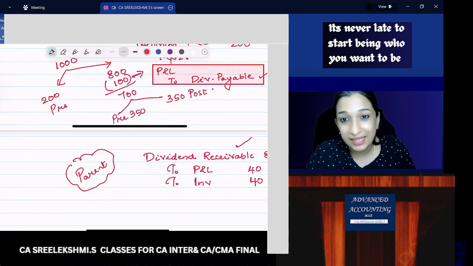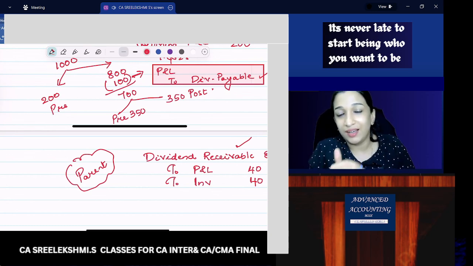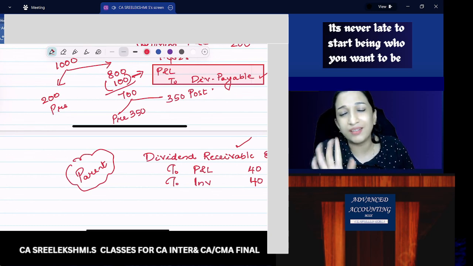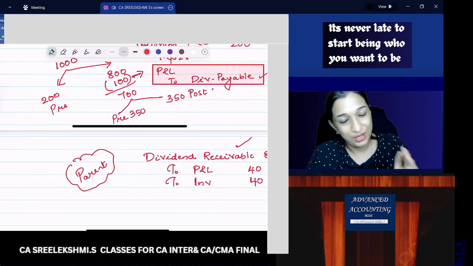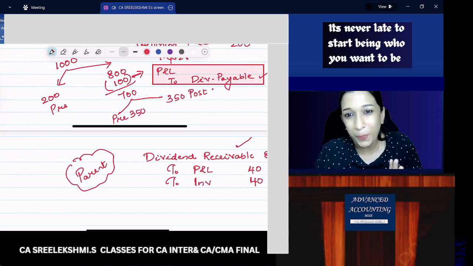I hope it is clear, and if there is a doubt, just comment below and try out the questions with this dividend adjustment, and in all the questions we have done the same thing. Okay, so if there is a doubt, comment below. I hope it is clear.